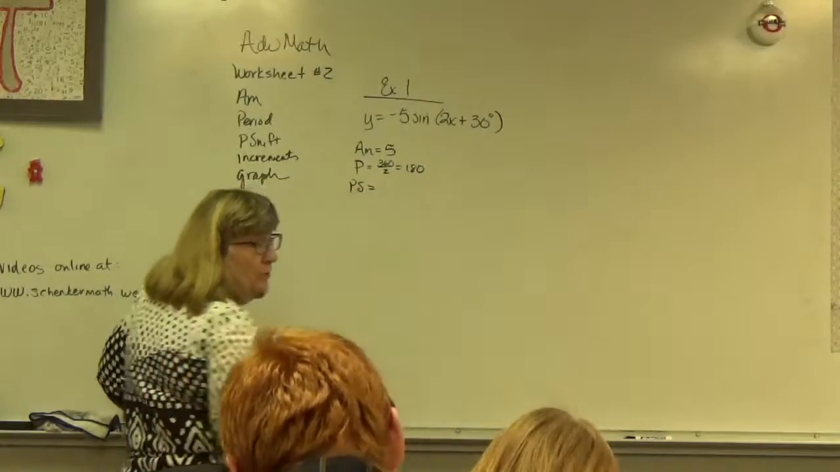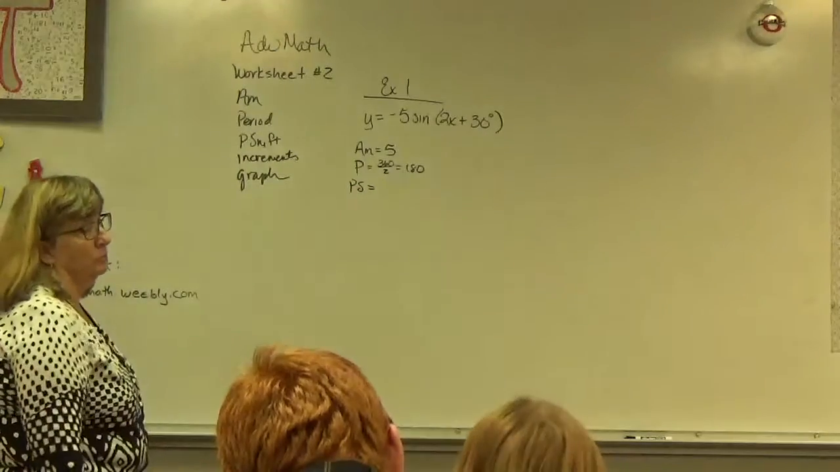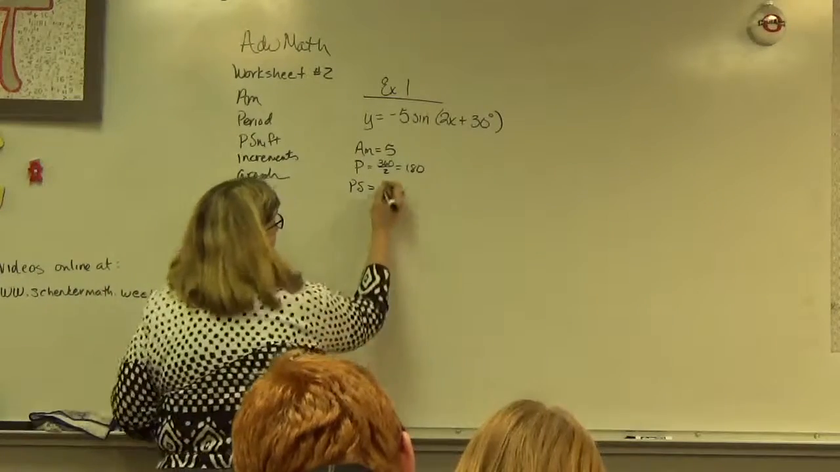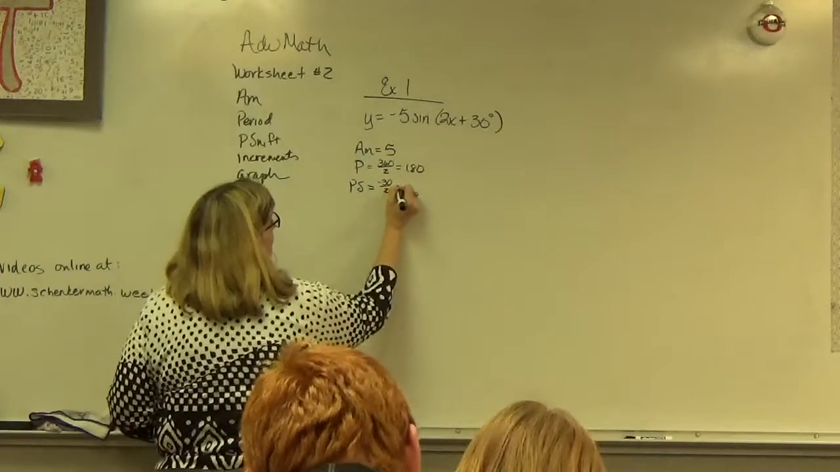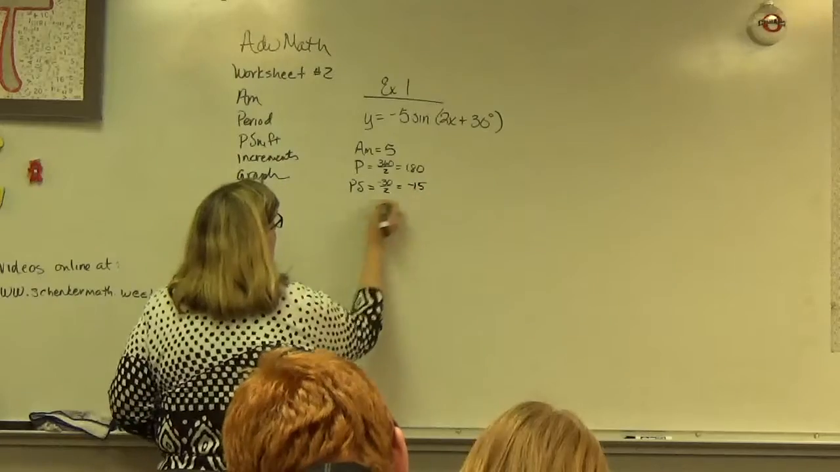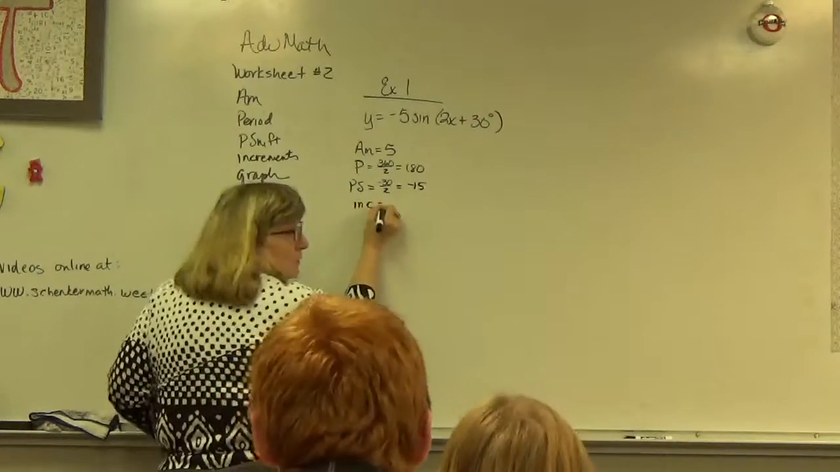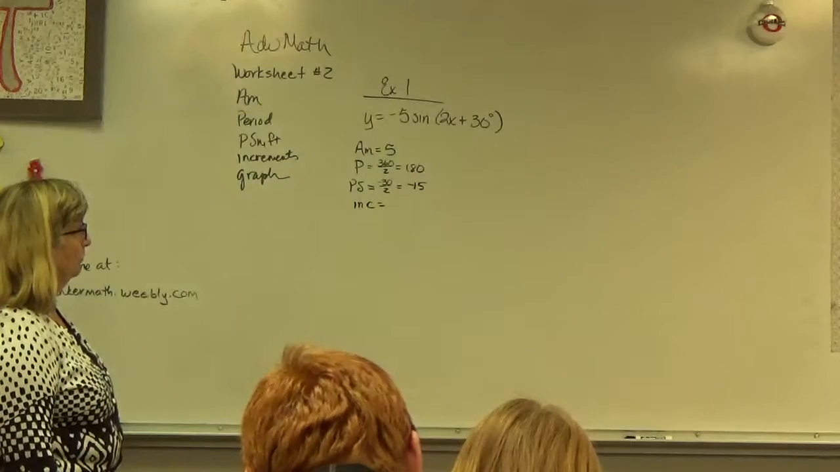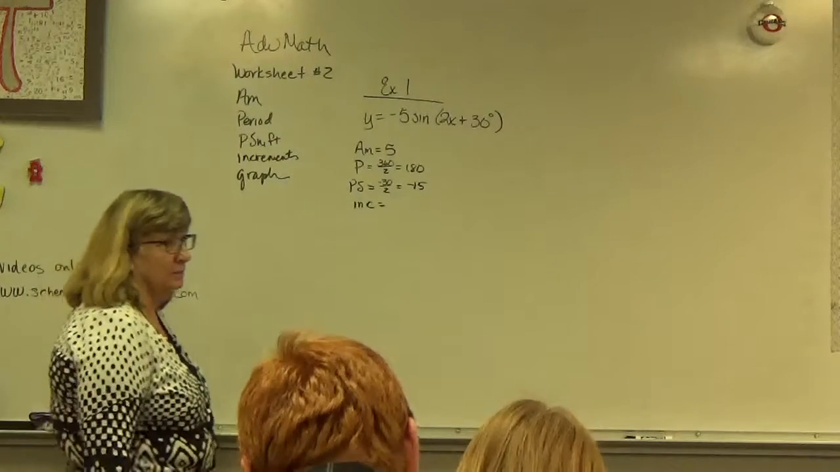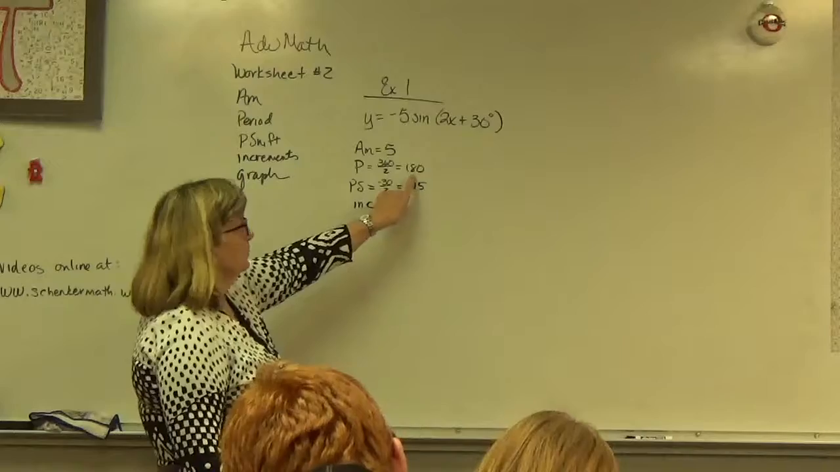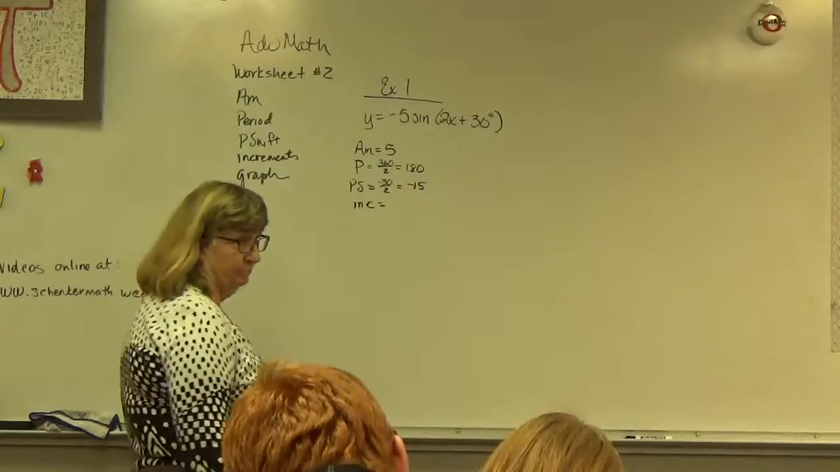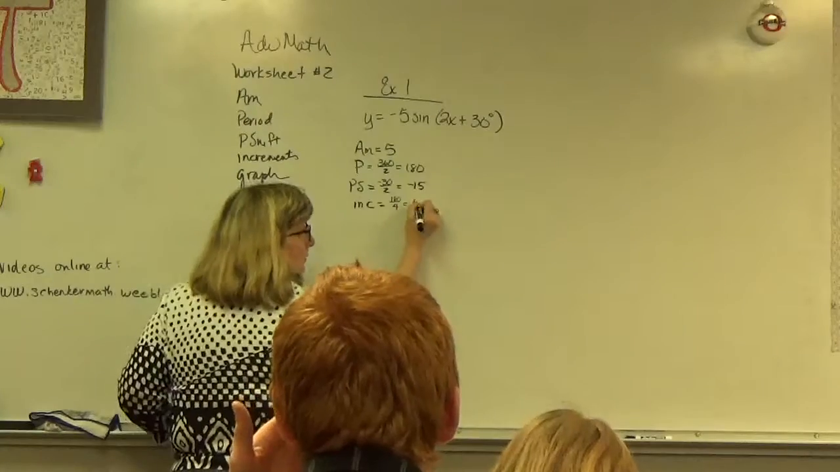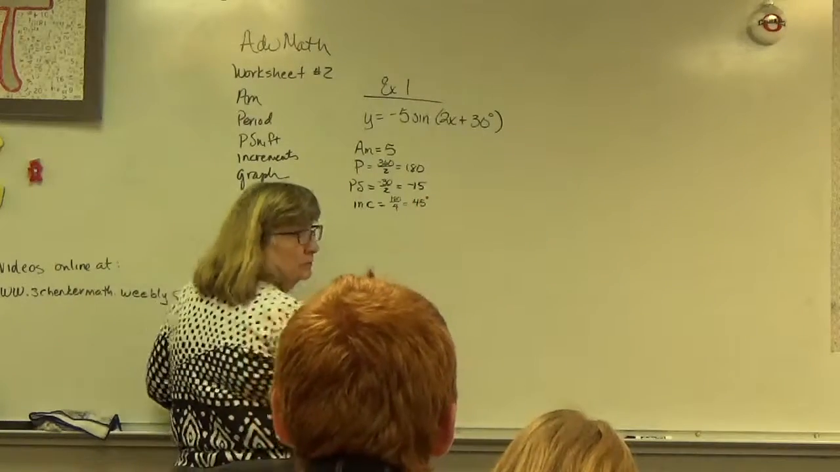Phase shift would be what, Dalton? It would be negative 30 divided by 2, and that would be negative 15. Good. Increments? Mason? 360 divided by 4. I disagree with 360. What's the period on this particular problem? Oh, 180 divided by 4, I'm sorry. So that would be 45?